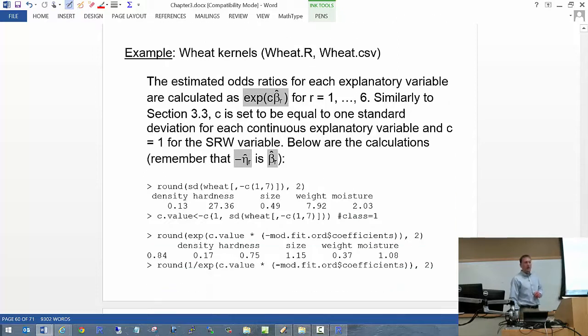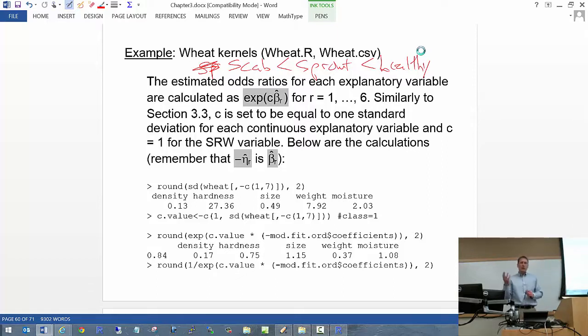So let's take a look at the wheat kernels example and calculate some odds ratios. So if you remember with these wheat kernels, again we have our levels of our response: scab is less than sprout is less than healthy. That's our ordering. So j equal 1 is scab, j equal 3 is healthy.